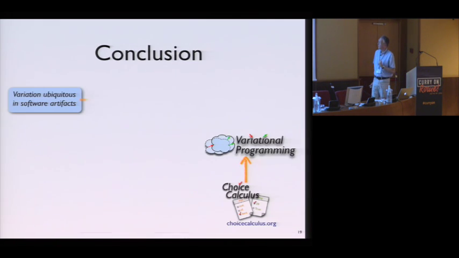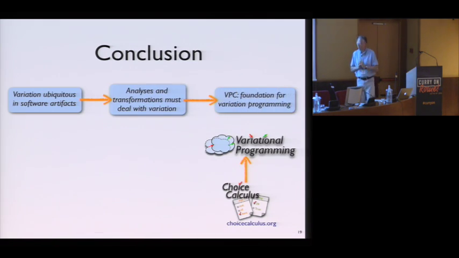So, to conclude, variation is found in many software artifacts, and so we have to find a way, if we want to work with software artifacts, to transform variable or variation containing software artifacts. And this variation programming calculus is one proposal to do that.